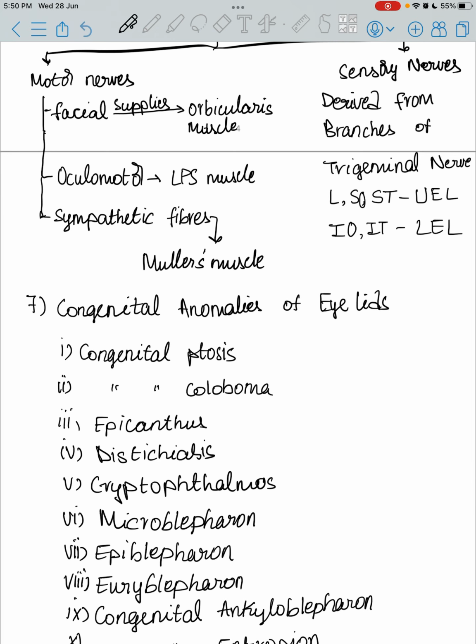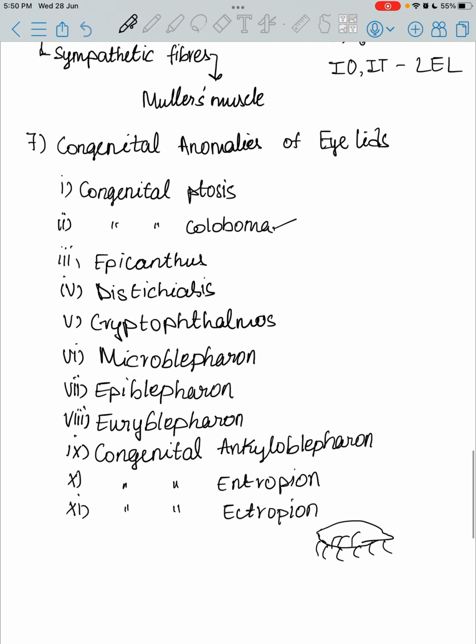Out of which congenital coloboma is a rare condition. Remaining all can be seen. Cryptophthalmos is also a rare condition. Remaining all can be seen in people commonly.